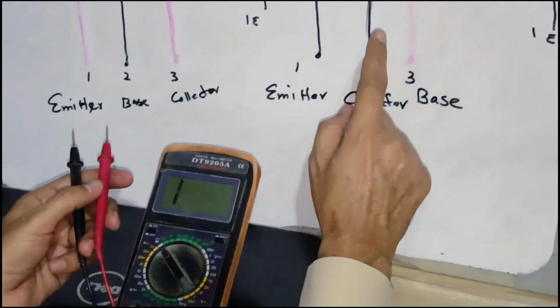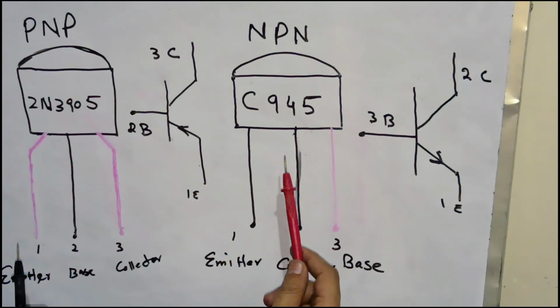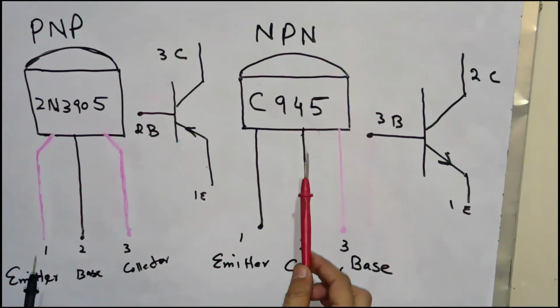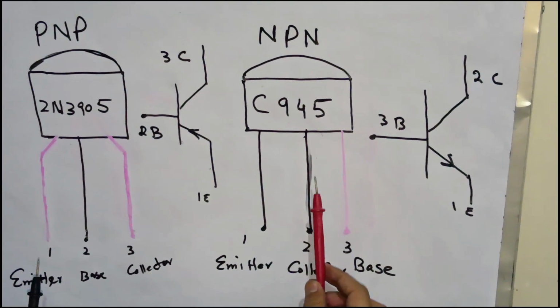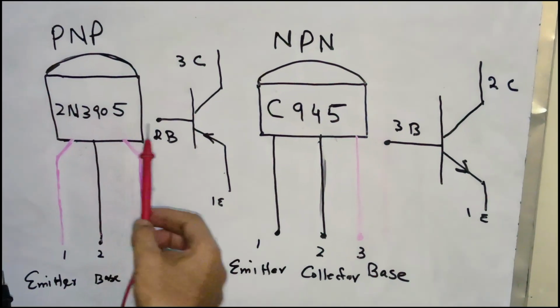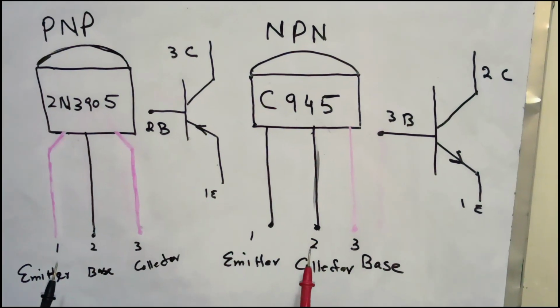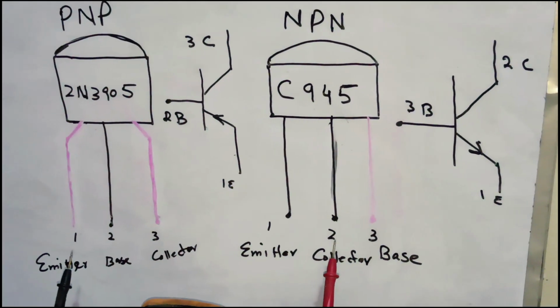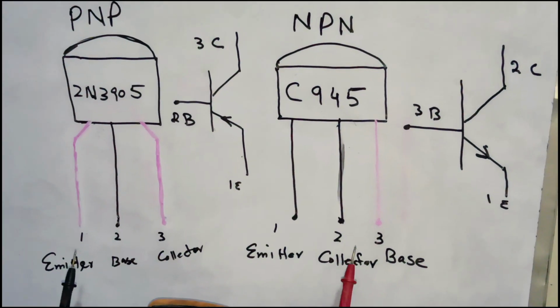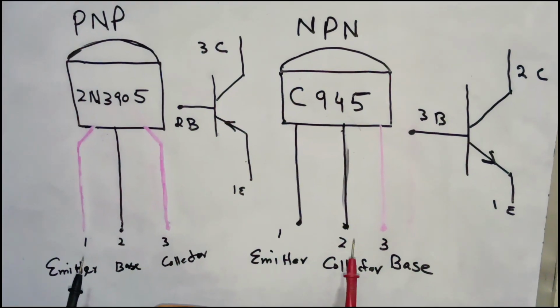Here we have two transistors. One is called C945, which is an NPN transistor, and the other is 2N3905, which is a PNP transistor. So today we will check how we will differentiate the NPN transistor and the PNP transistor.